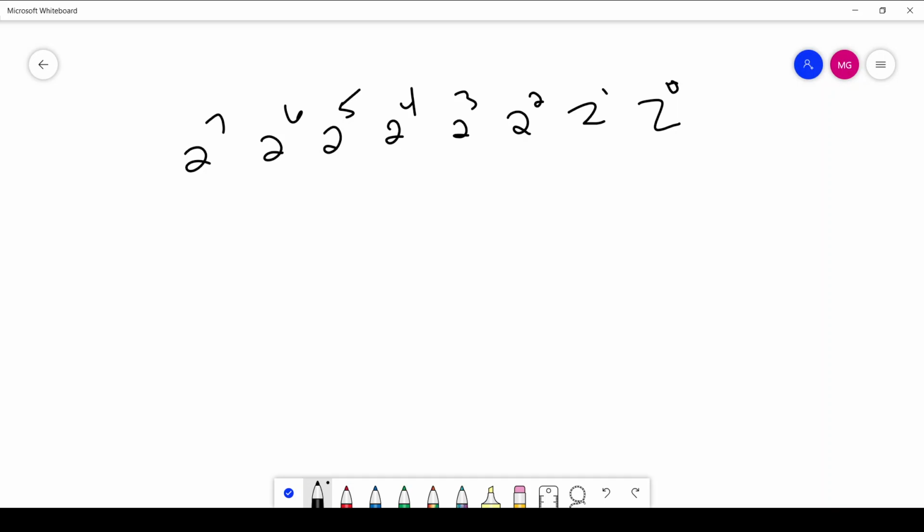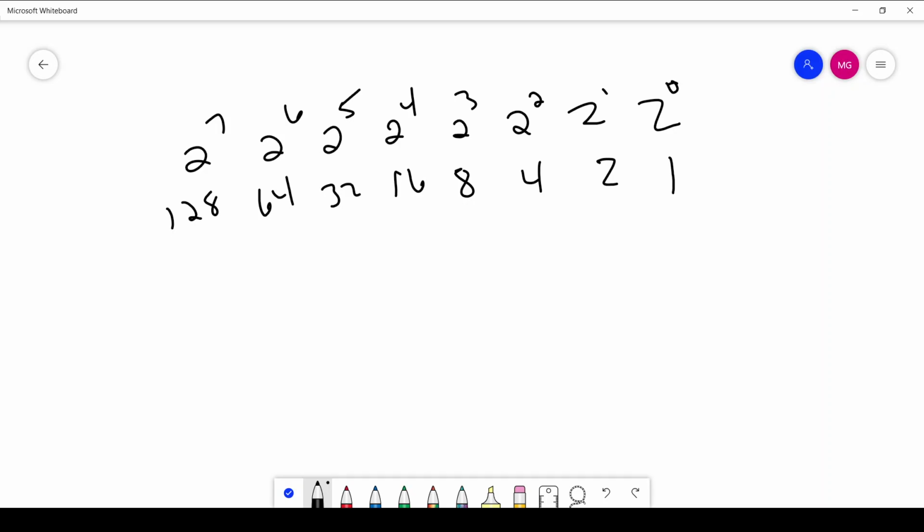Okay? So 2 to the 0 power is 1. 2 to the first is 2. 2 to the second is 4. 2 to the third is 8. If you see the pattern here, each one of these is doubling. We're going from 1 to 2 to 4 to 8. This is 16, 32, 64, and 128. So 8 bits make up a byte. So let's put 8 bits in here and convert a binary number to a decimal number.